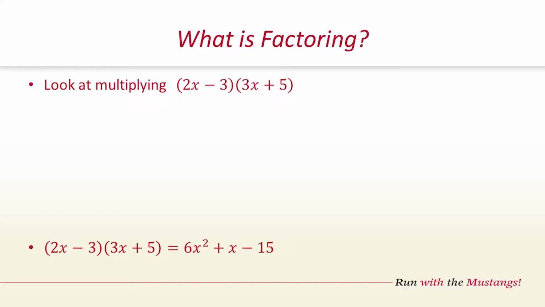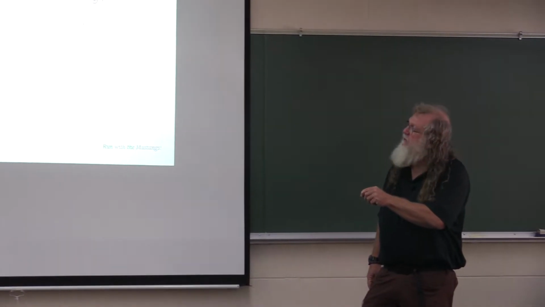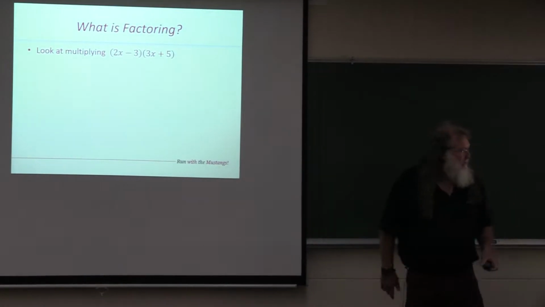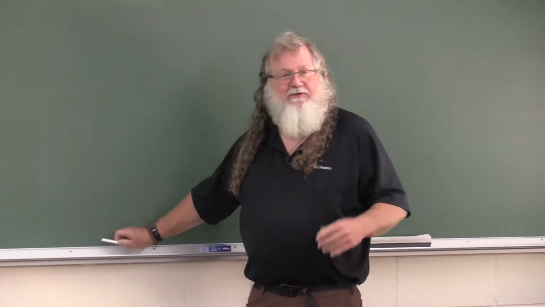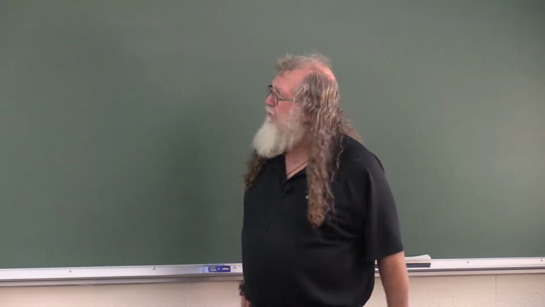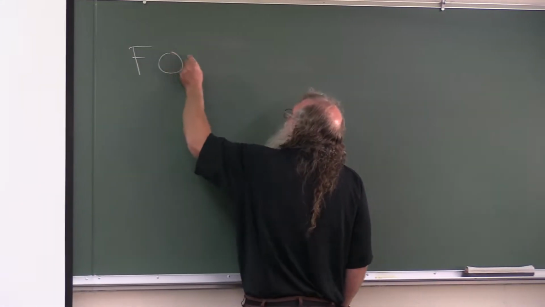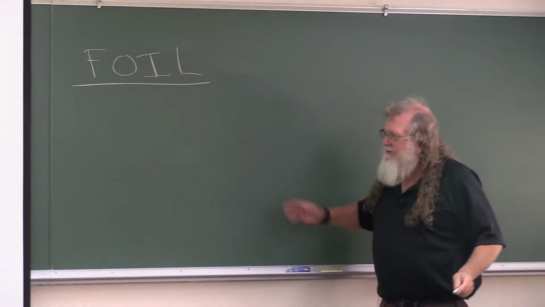So let's look at multiplying these two polynomials here. These two what? Binomial times what? Binomial. And remember, a binomial is two terms, 1, 2, 1, 2. So I have a binomial times a binomial. And so let's remember, we use our favorite four-letter F word when we multiply these out. We're going to FOIL them.